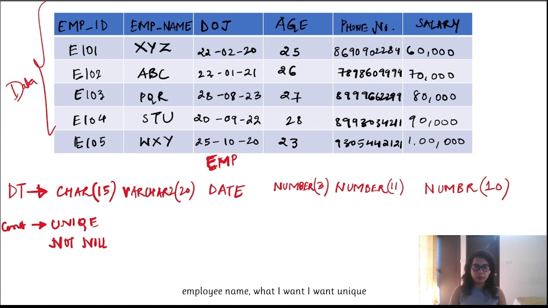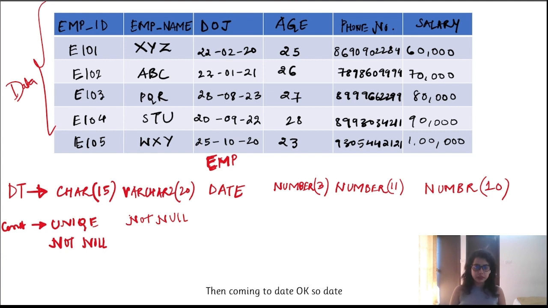Now for employee name, can unique be given? If you're creating a table, more than one person can have the same name, right? Like Kinjal is my name, and one more person can have the name Kinjal too. So it doesn't make any sense to keep the employee name as unique. But what we can do is keep it as not null, because I don't want my employee name column to be null.